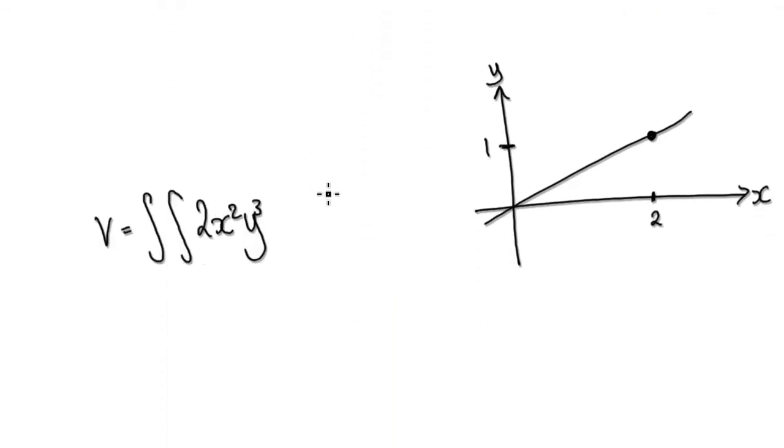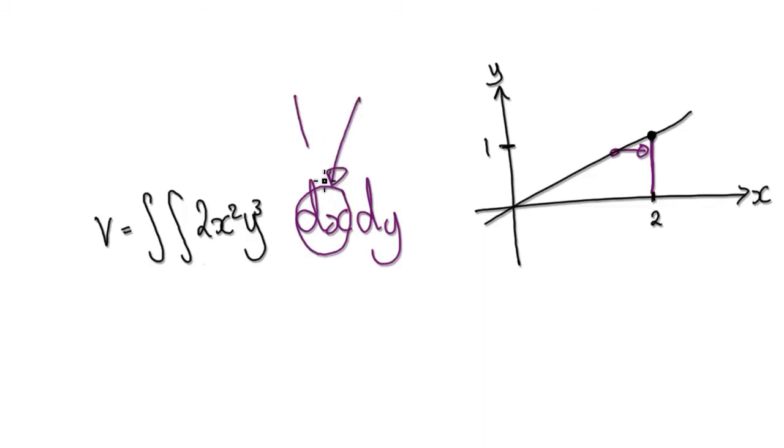we need to set it up. Remember, this is dA here, so we could use dx by dy, or we can use dy by dx. In this case, you can use both. You can do dx by dy, in which case, remember, you are always moving parallel to whatever's here. In this case, it's parallel in the x direction. So you can set it up like this.